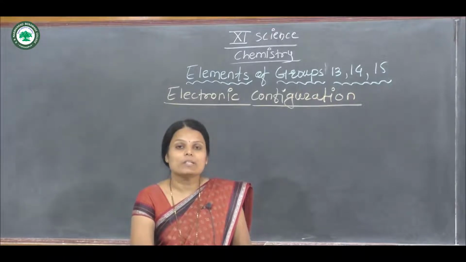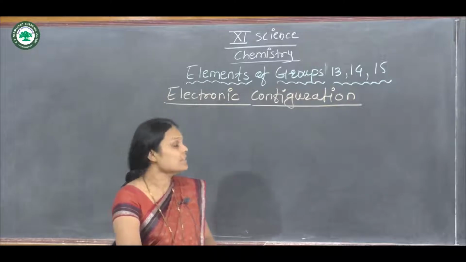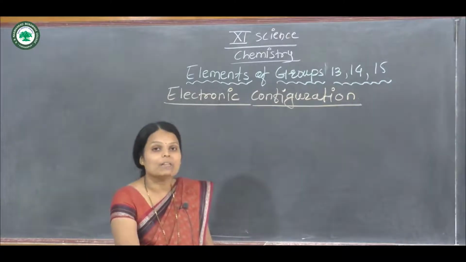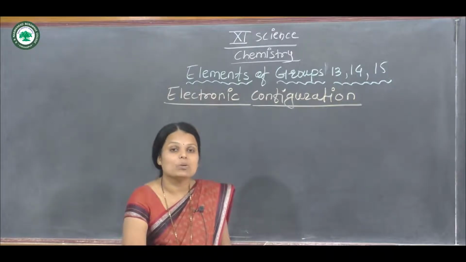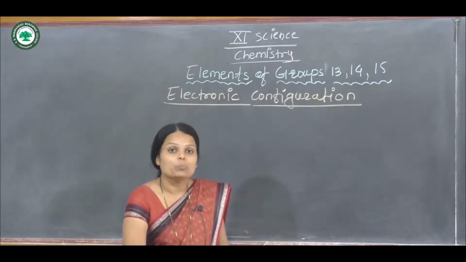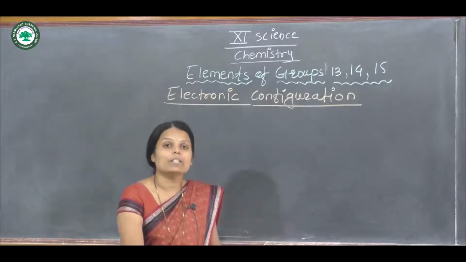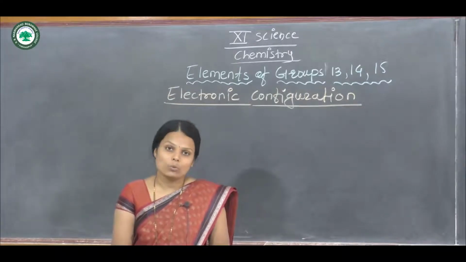In the last lecture, we studied Chapter 11 of the Science Chemistry subject, the elements of groups 13, 14 and 15. We know that in that chapter we studied group 13, the boron family. Group 14 is the carbon family and group 15 is the nitrogen family.